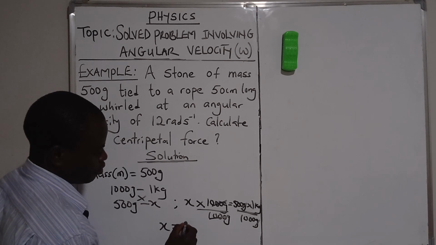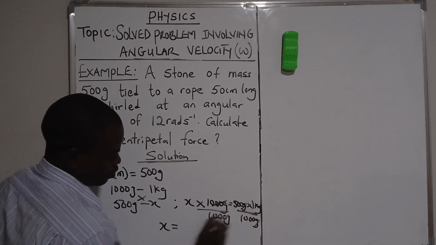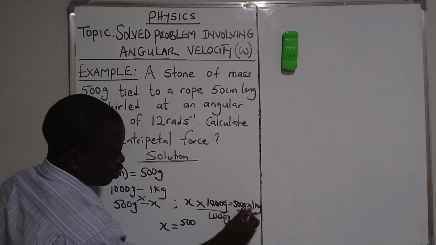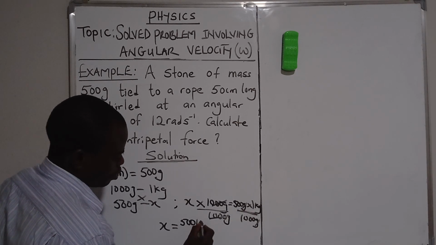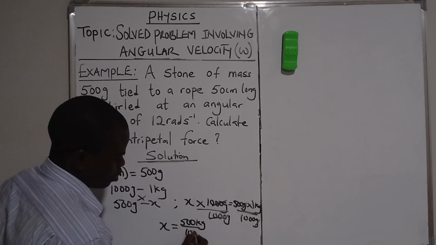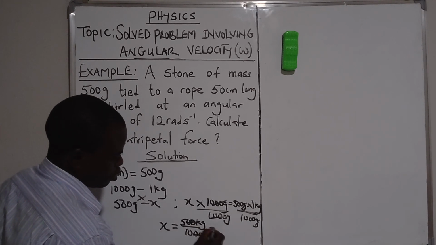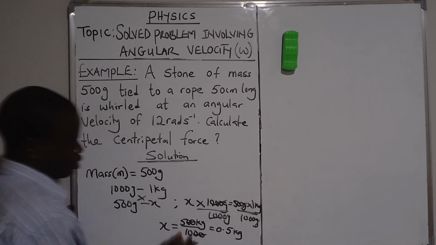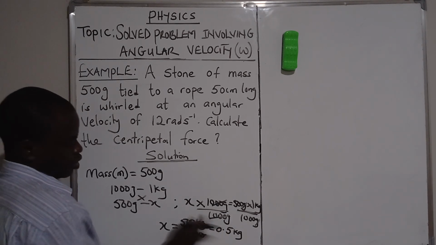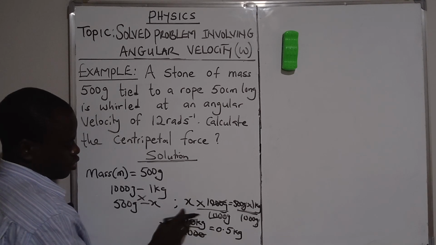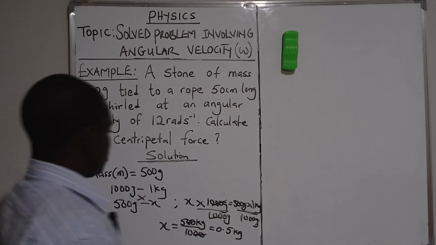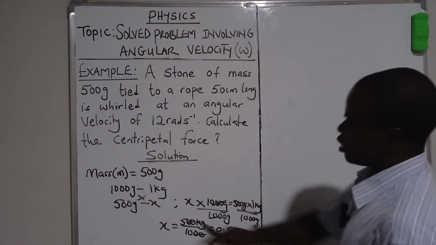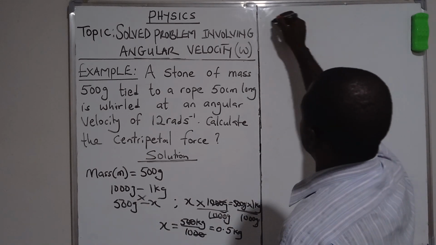Your X equals 500 kilogram. 500 times 1, that's 500 kilogram over 1000. So you're left with 0.5 kilogram, because 10 goes in 5, 0. Add the point, 10 goes in 50, that's 5. So 0.5 kilogram. And that's just the mass in standard form. Mass in standard unit.